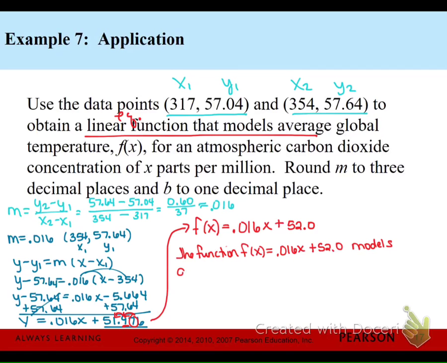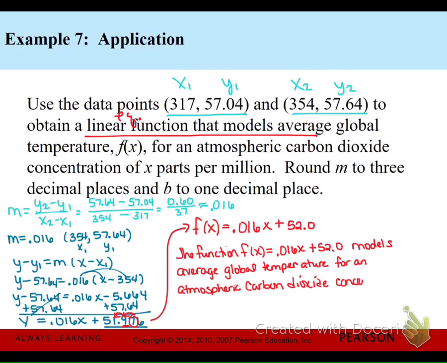average global temperature, and I'm just pulling this from our word problem there, for an atmospheric carbon dioxide concentration of x parts per million.